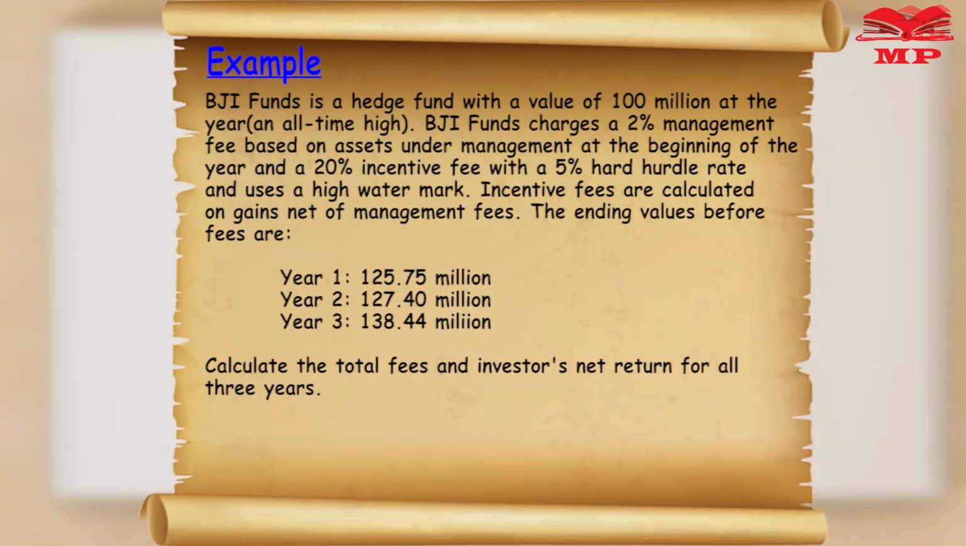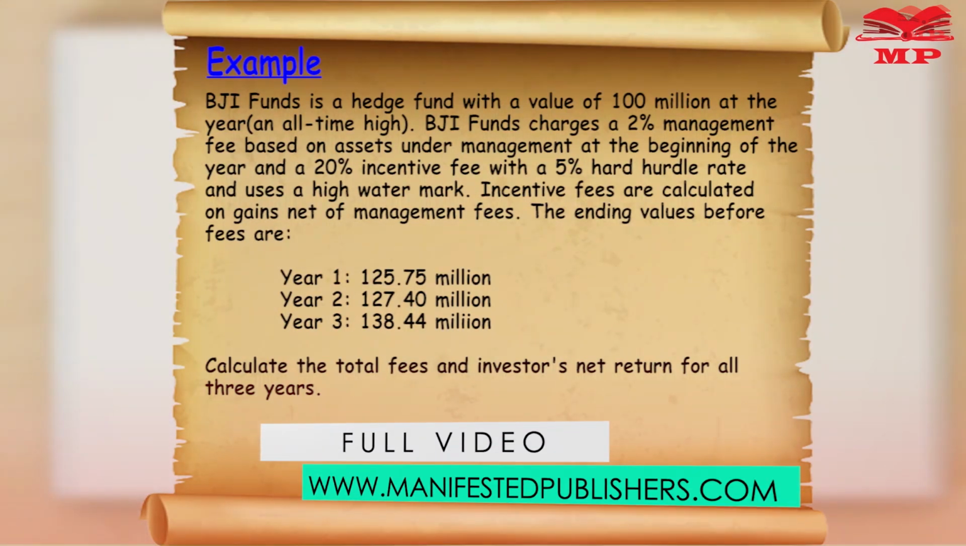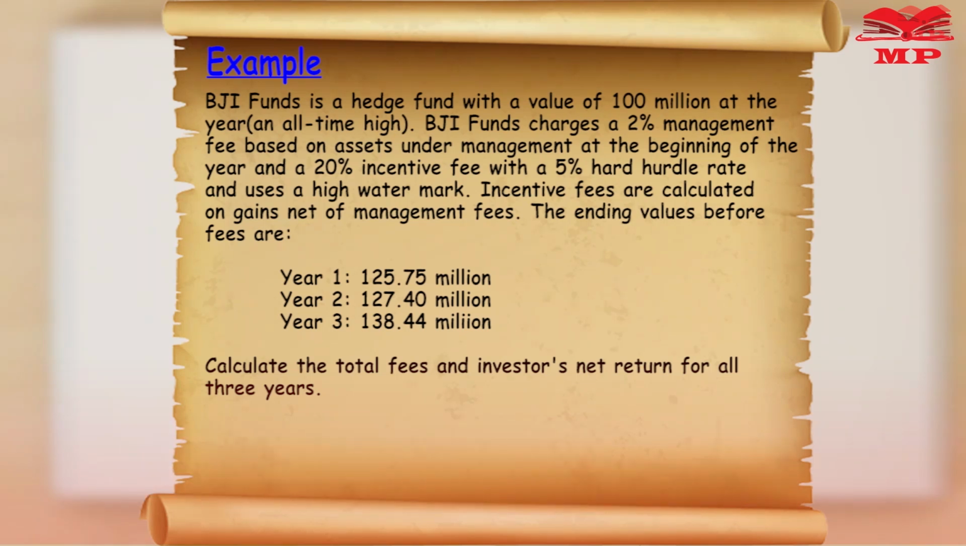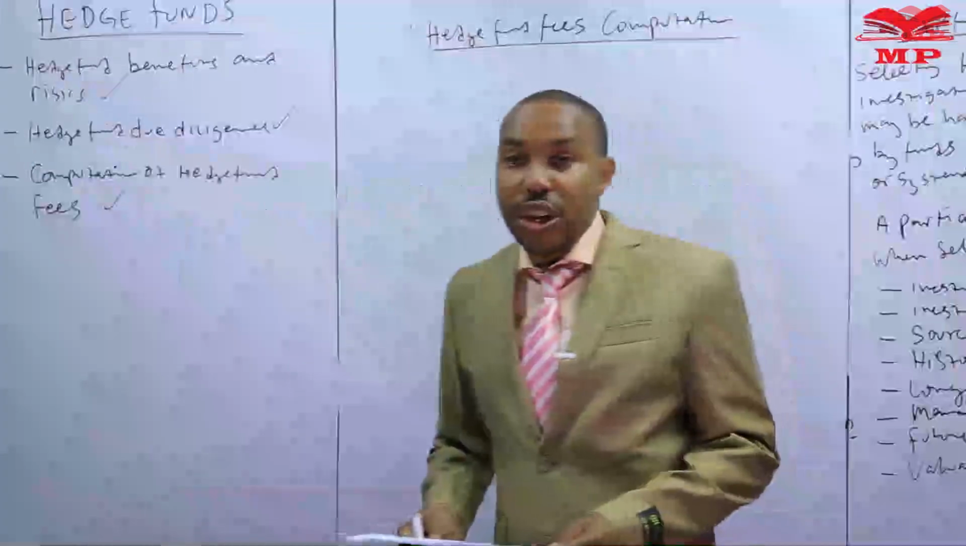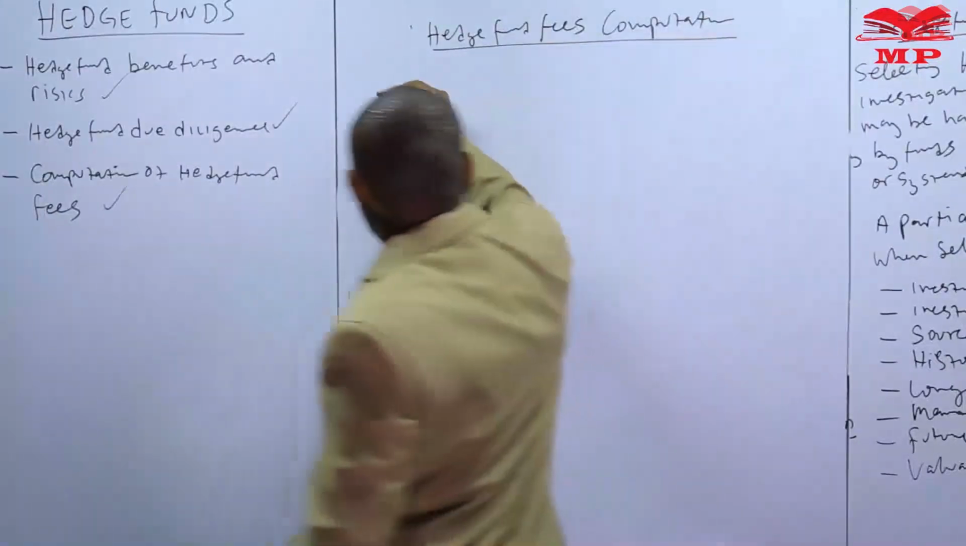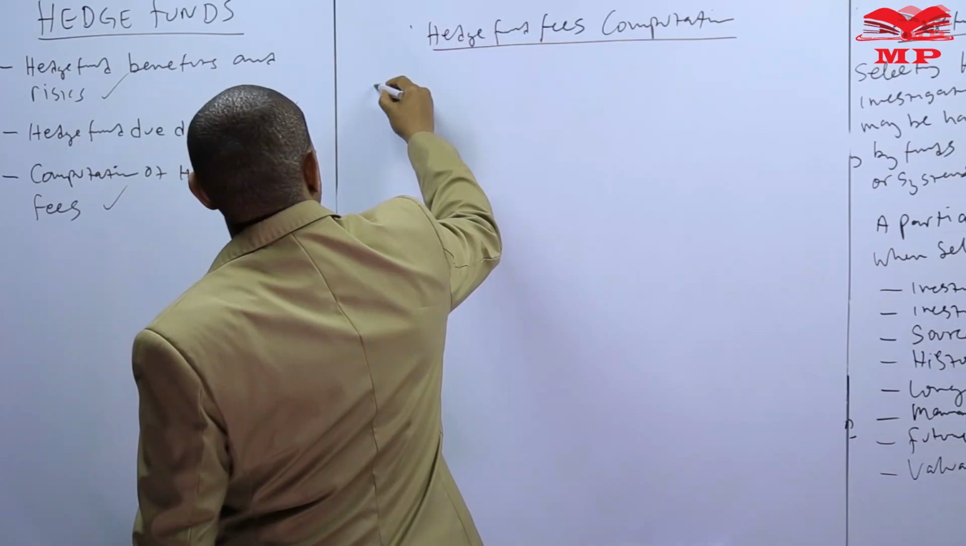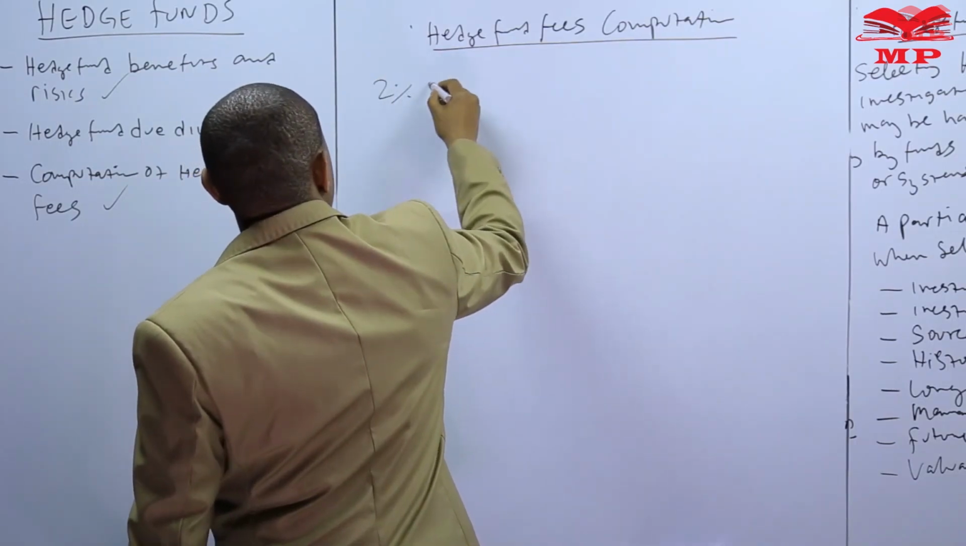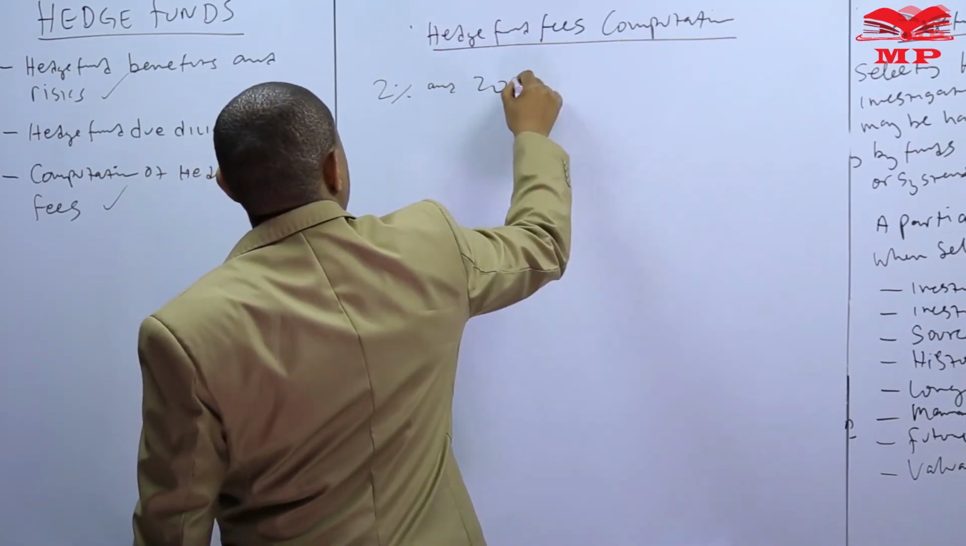The ending values before fees are as follows. Year 1, 125.75 million. Year 2, 127.4 million. Year 3, 138.44 million. Calculate the total fees and investors' net return for all 3 years. Now, what we need to do is first compute the management fees. So we are saying the management fees will be 2% and 20%.